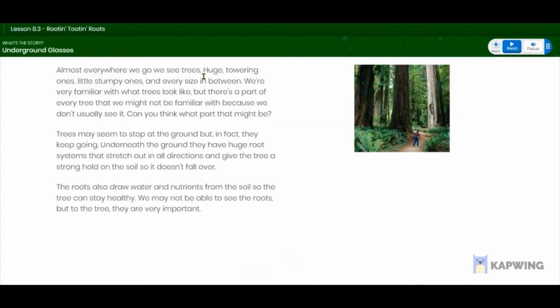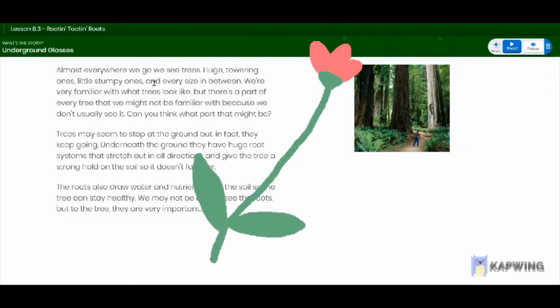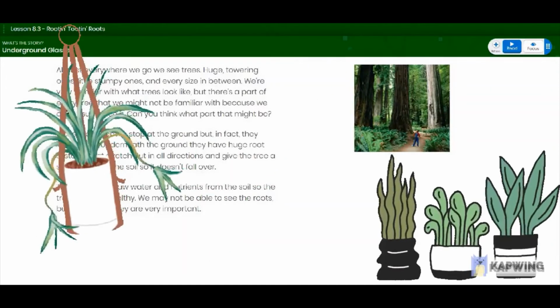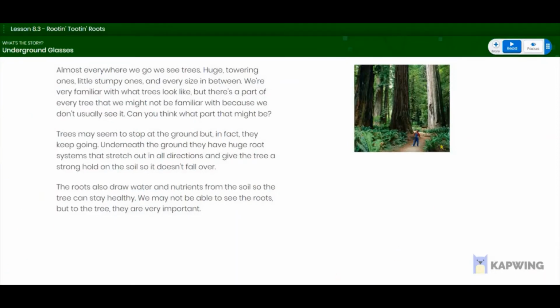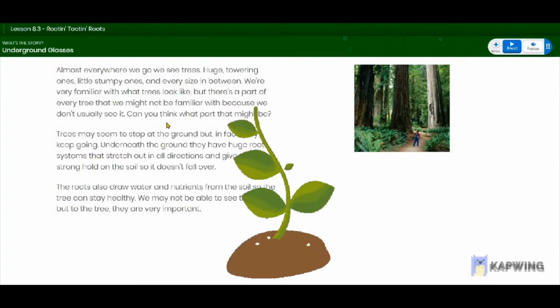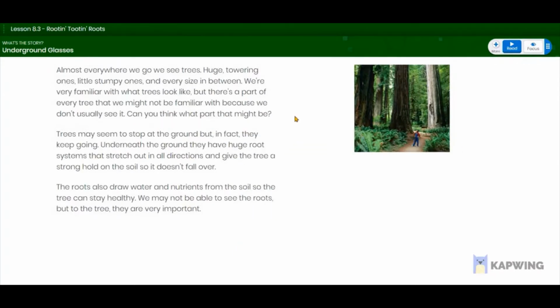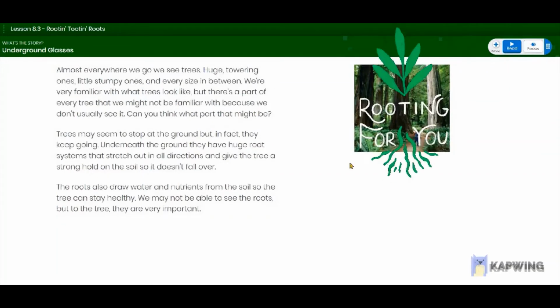Almost everywhere we go, we see trees. Huge towering ones, little stumpy ones, and every size in between. We're very familiar with what trees look like. Plants and trees are everywhere. But there's a part that you don't usually see. Can you think what part that might be? You guessed it, they're the roots.